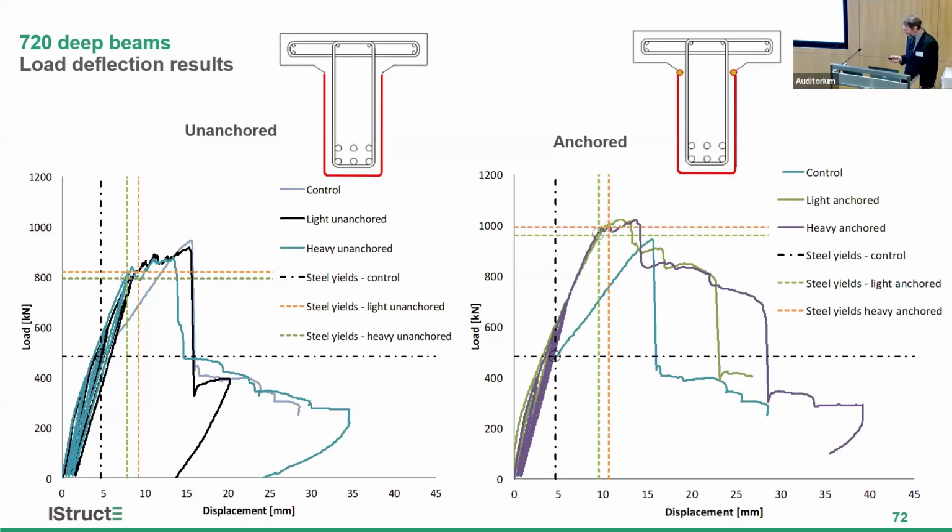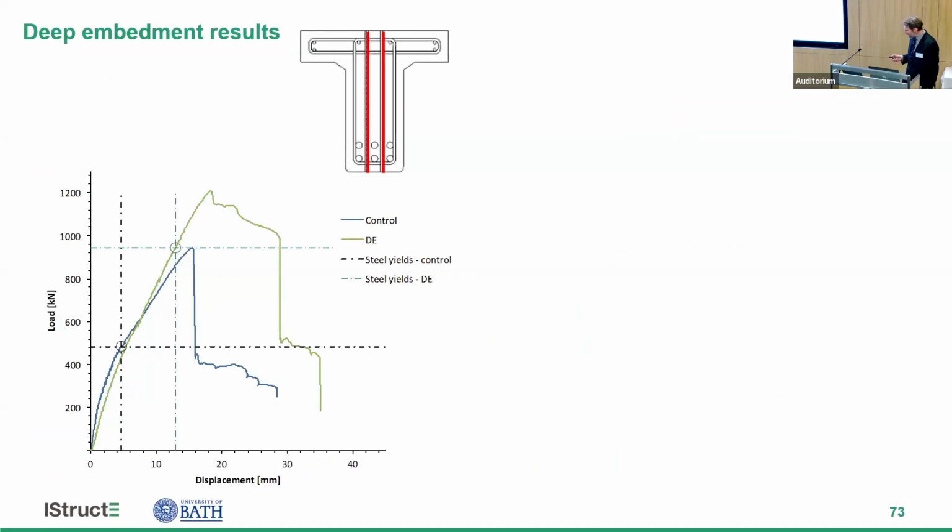If we anchor the FRP, we get a little bit of extra capacity compared to our unstrengthened specimen. But again, the debonding and the steel yielding happens pretty much at the same time. With our deep embedment bars, we get a bit more strengthening happening. So this is where the steel yields, so we're getting extra capacity beyond that.